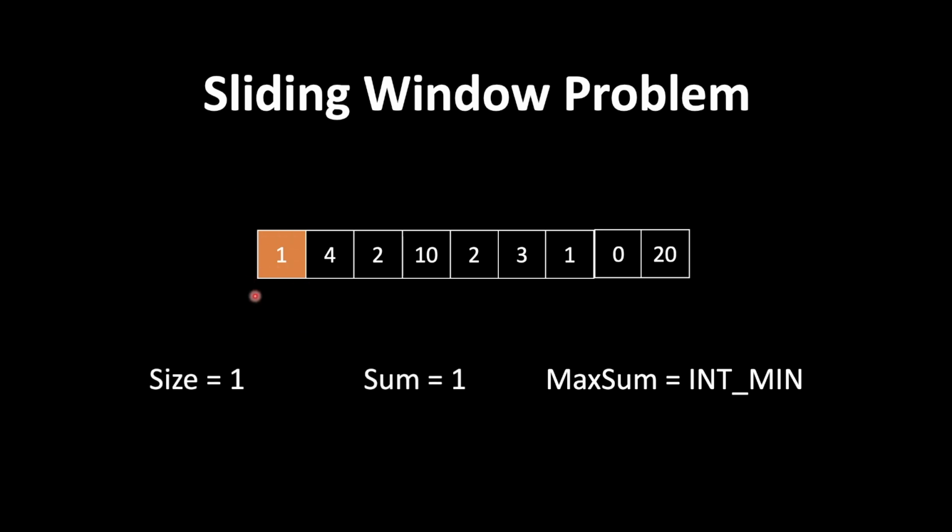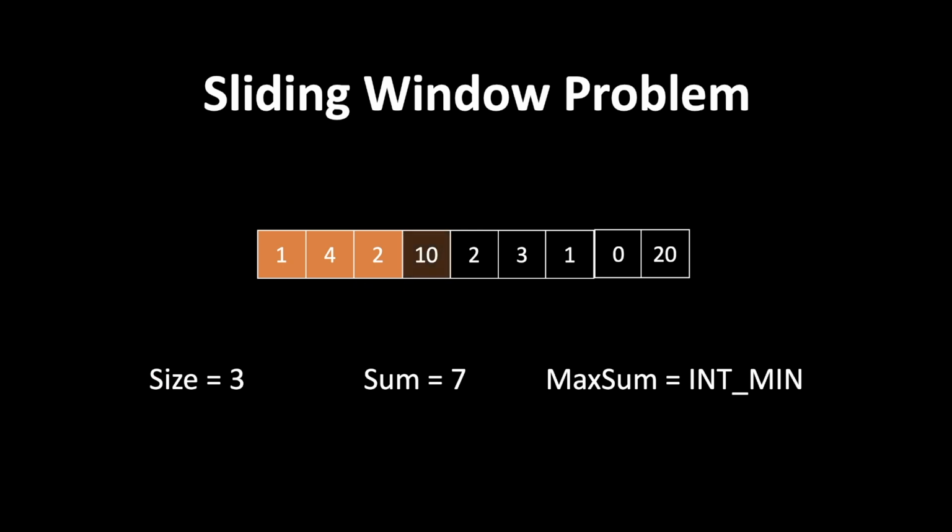We need a window of size 4, so we will include more elements. We take this 4 and now the size will be 2 and the sum will be 1 plus 4, that is 5. But 2 is also less than 4, so we will need more elements. We will take this 2 also. Since we have taken 2, our size will be 3 and the sum will be 1 plus 4 plus 2, that will be 7.